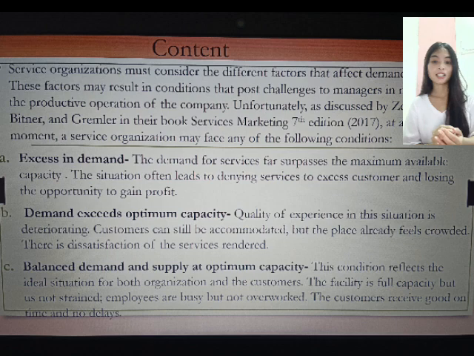So the next one is demand exceeds optimum capacity. The quality of experience in this situation is deteriorating. Customers can still be accommodated, but the place already feels crowded. There is dissatisfaction with the service rendered.